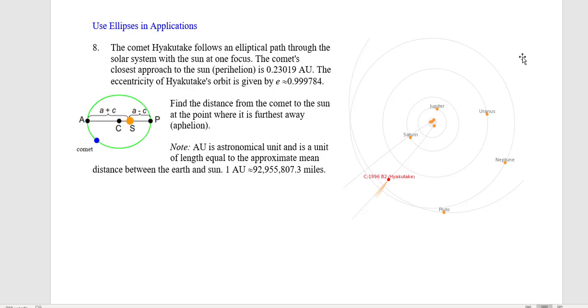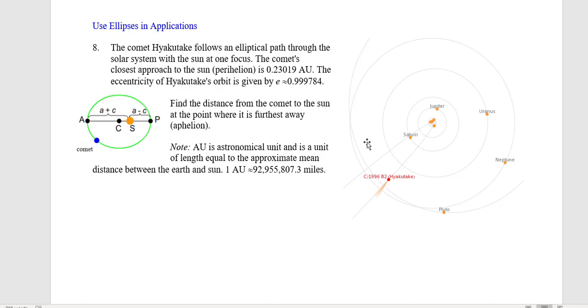So let's look at this problem. The comet, I will not try to pronounce this comet, Hyakutake, like I just did after saying I wasn't going to try. Who knows how it's pronounced? The comet follows an elliptical path through the solar system. So here's our comet. It follows this ellipse through our solar system and back out.